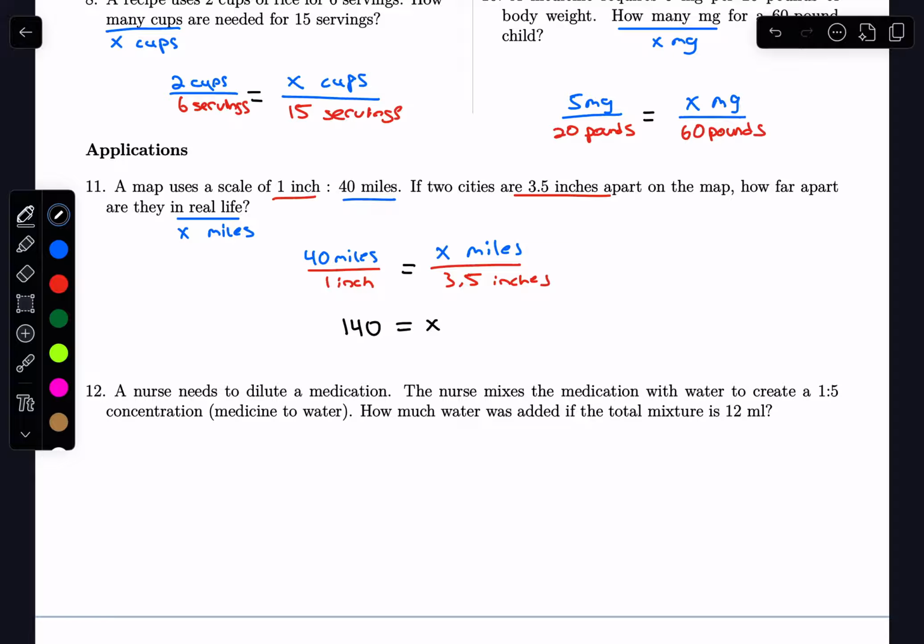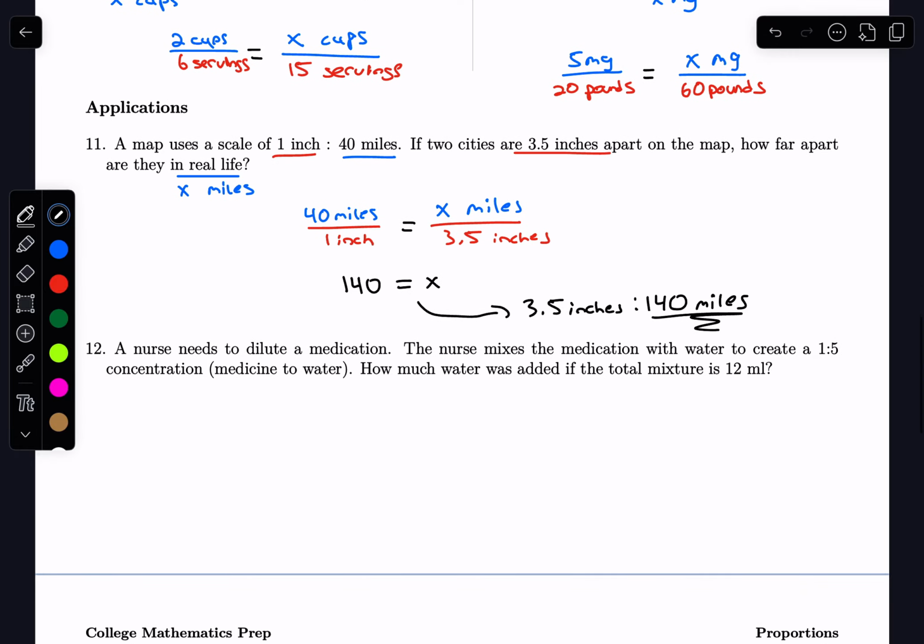And then now I just need to make sure that I found the thing I'm actually solving for. So on the right side, I wrote x miles on top. So x here is representing a number of miles. So we can go ahead and clarify that 3.5 inches is going to correspond to 140 miles, where 140 miles is the actual answer we were looking for.